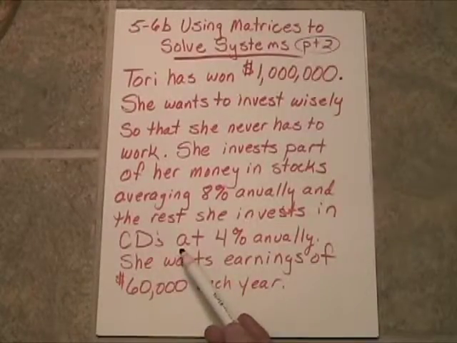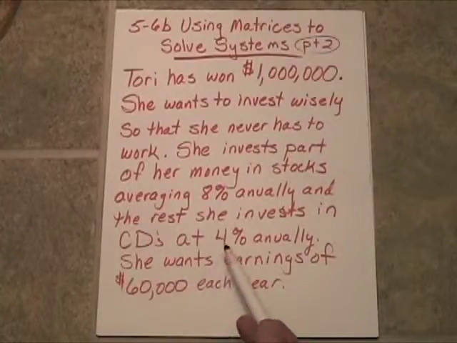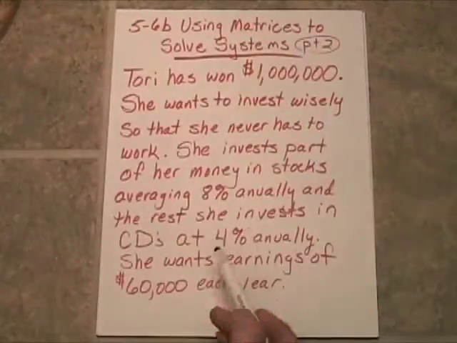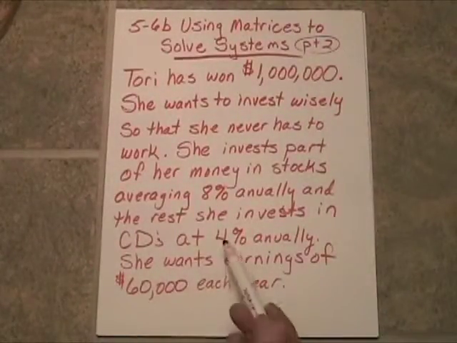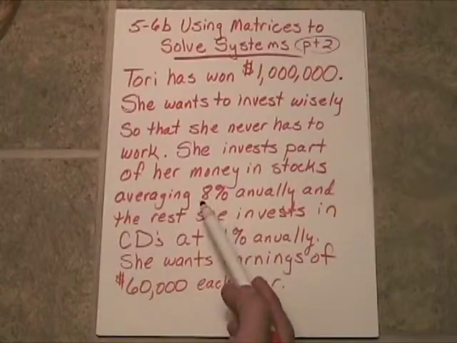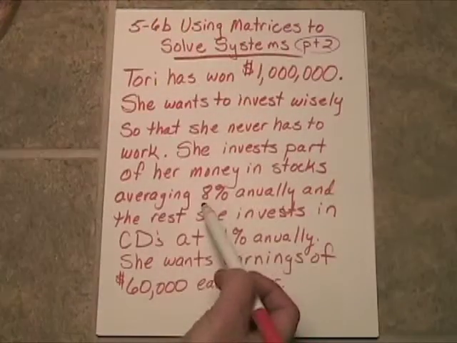Now, those are guaranteed funds. She can go to the bank and pull them out at any time with a slight penalty, but they will not fluctuate. They're going to give her a constant 4% annually. So even though it's not quite as strong as the stock market, it's guaranteed. And the 8% can go up or down. This is just an average.